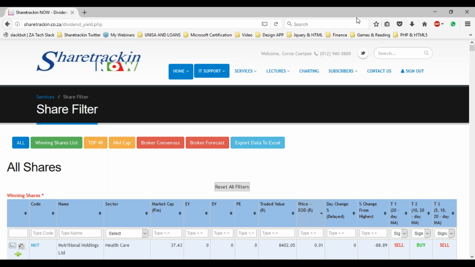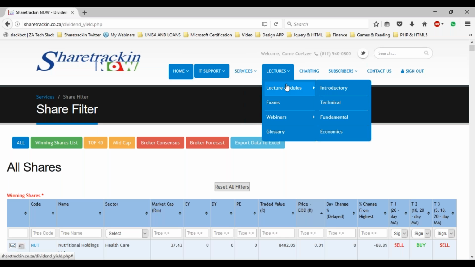On your screen, you'll see right now you have the share filter, but if you go to the lecture modules, you've got your lectures, you can go and read up on those lectures.